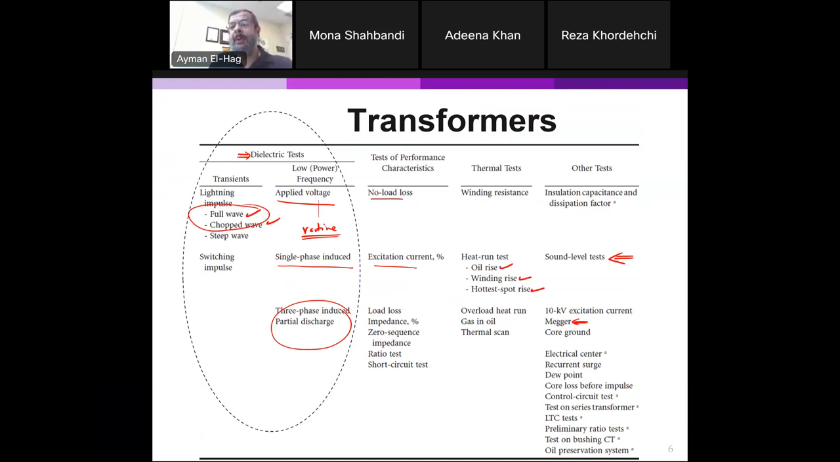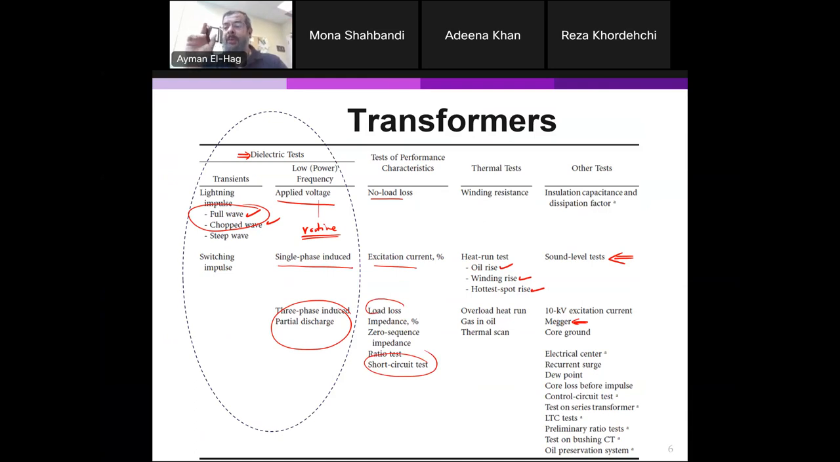And basically here you apply the rated current and the rated voltage. It's different than the load loss test, also called the short circuit test here. These tests are done basically to find the load losses of the transformer. Here you apply rated current, but very, very small voltage.